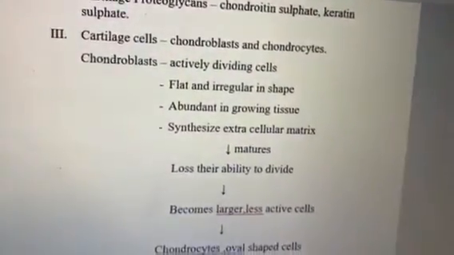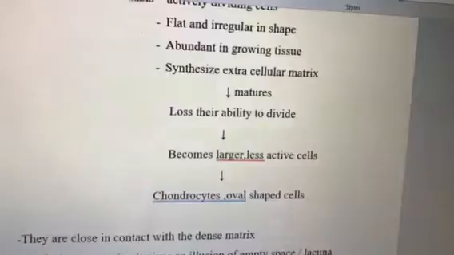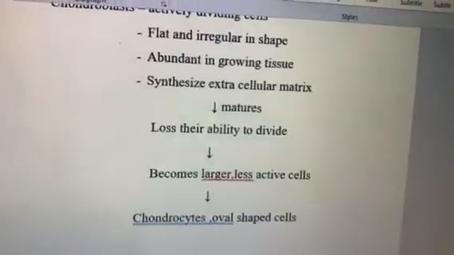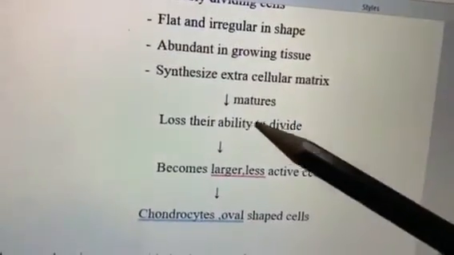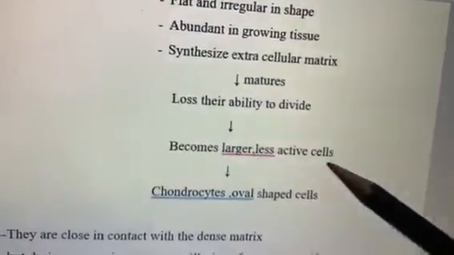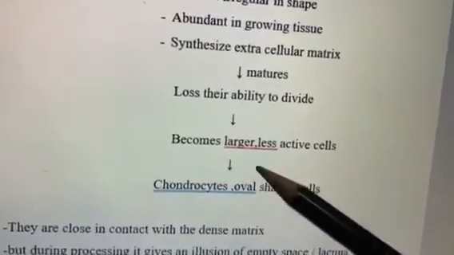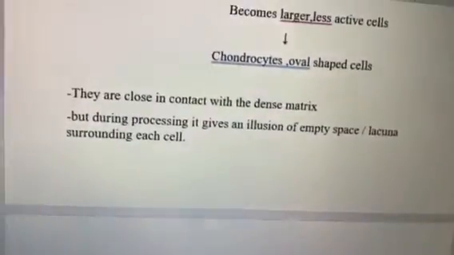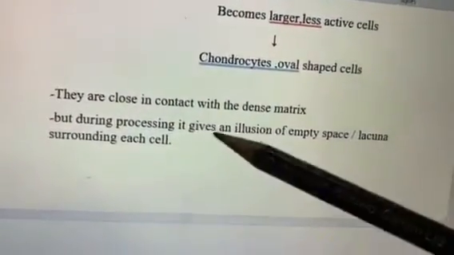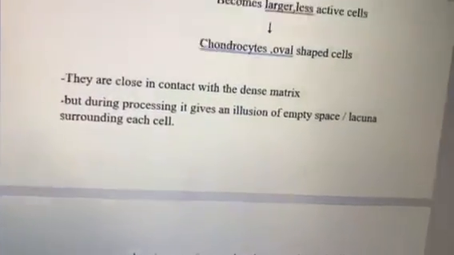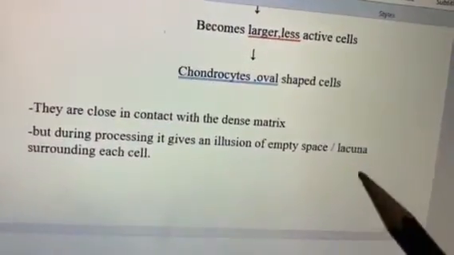And then they synthesize the matrix, and when the cells mature, they lose their ability. Actually the active cell is the chondroblast. When they mature, they lose their ability to divide, so it becomes a larger, less active cell. It means inactive cells, they are called chondrocytes, the oval shaped cells. And then next, they are in close contact with the dense matrix. So you could see inside the dense matrix, these chondrocytes are trapped inside that.